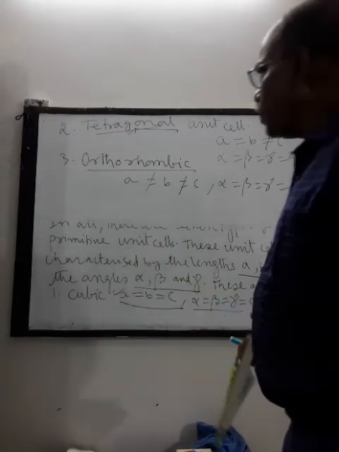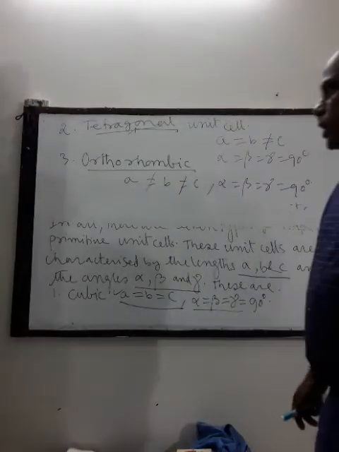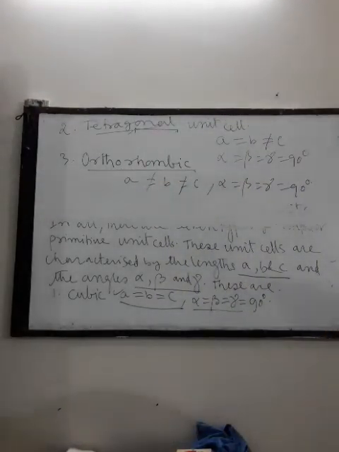So this is an example of orthorhombic unit cell, where all sides are different, but all angles are the same and equal to 90 degree.